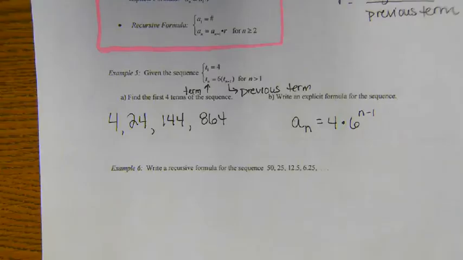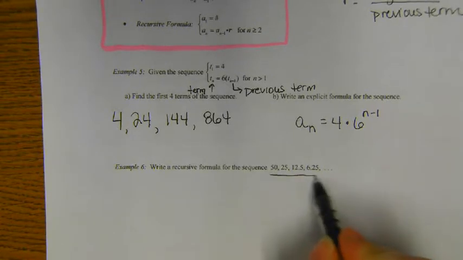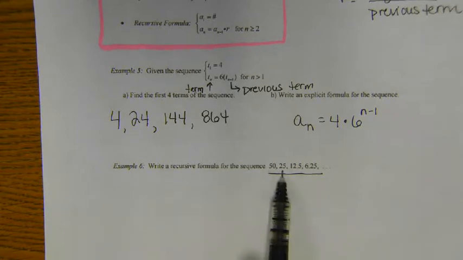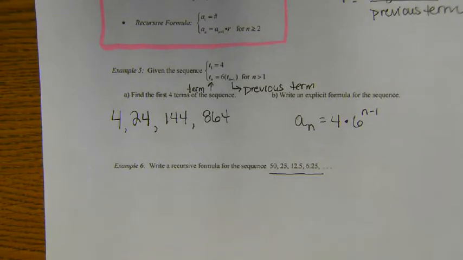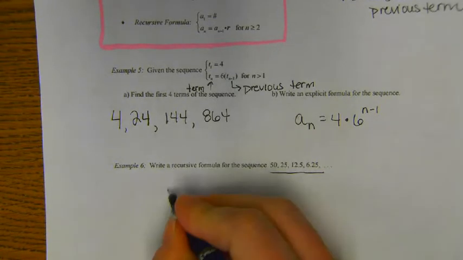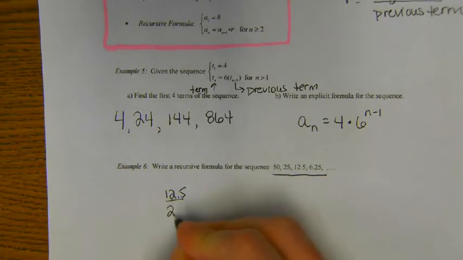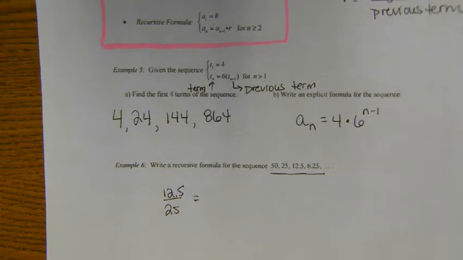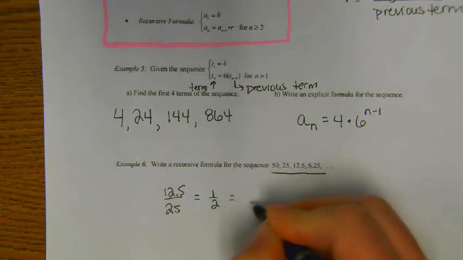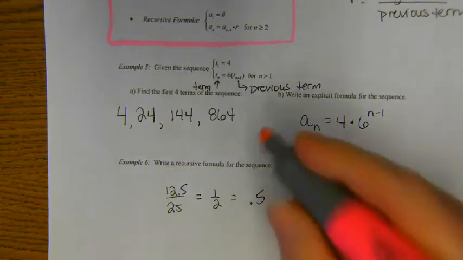Let's take a look at this geometric sequence. So 50, 25, 12.5, 6.25. I'm going to take any term, I'll just pick 12.5 and divide by its previous term. I know some of you can see that already, but it is 1/2 or 0.5. And the other thing that I need for my recursive formula is the first term, which is 50.